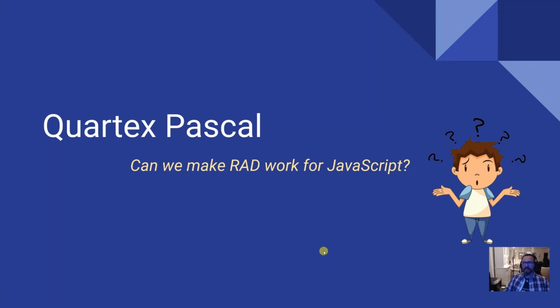So Quartex Pascal has one feature basically, and that is: can we turn JavaScript into a rapid application development system? So basically, you write Object Pascal. You have normal units, you have form files, etc., but it's all converted to JavaScript. That way, you can work in a language that you are familiar with, and then you can emit JavaScript, create websites, you can create mobile applications, and so on. But that is not an easy thing to do because JavaScript is very different.